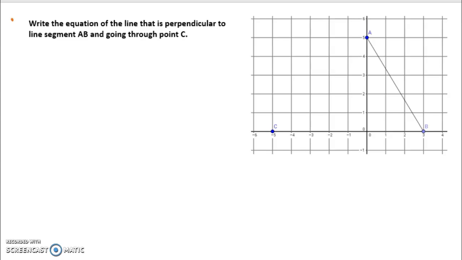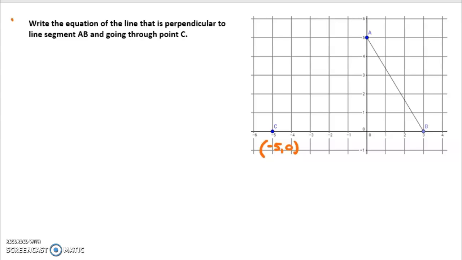Part two, write the equation of a line that's perpendicular to segment AB and going through the point C. So, tell you what, I'm gonna go ahead and label this. This is going to be (-5, 0). Now, do we know the slope of this line? That's the first thing I'd be asking myself.